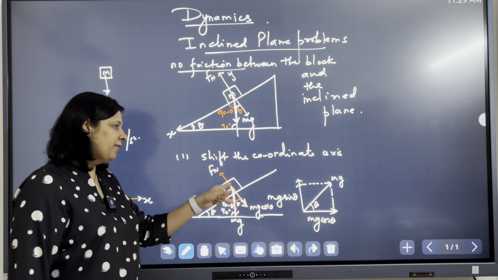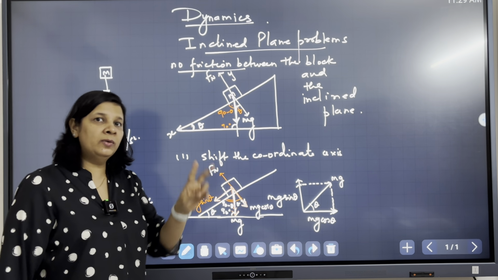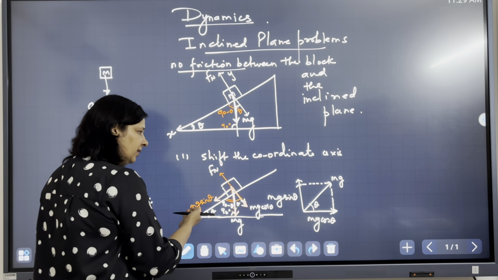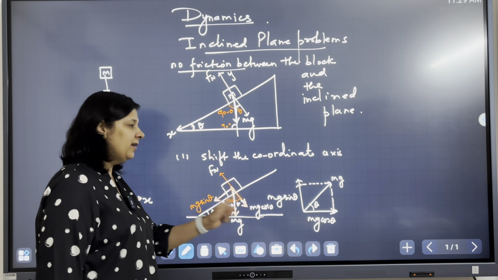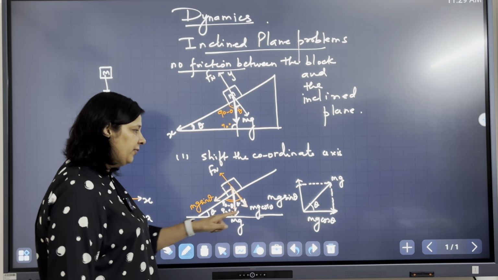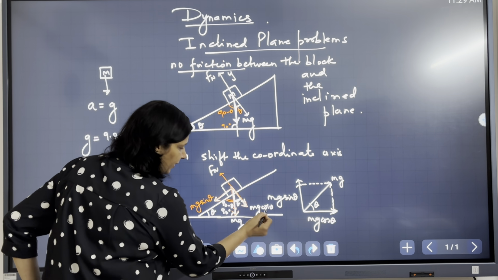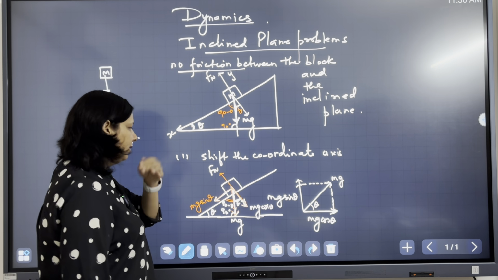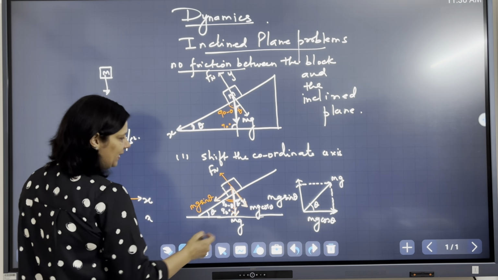Right? So the gravitational force is acting vertically downwards. It will be resolved into two components, one parallel to the incline, and one perpendicular to the incline. One component will be mg cos theta, and the other will be sine, right? So now our job has become simple.